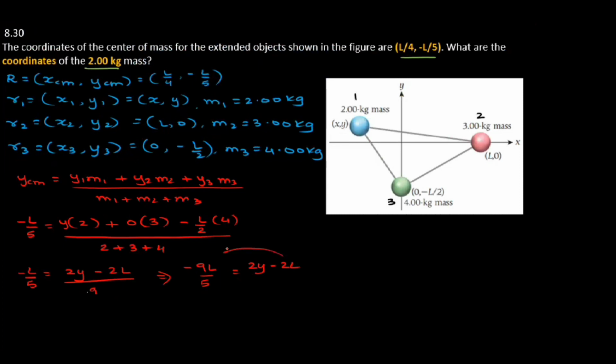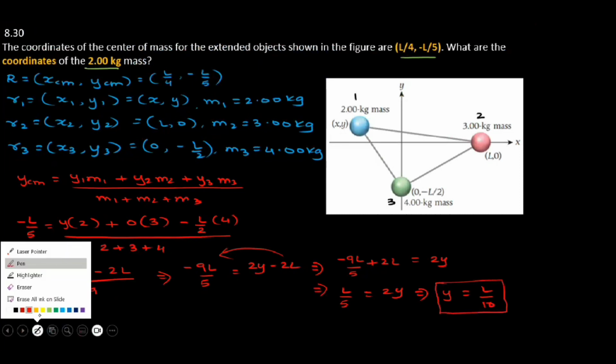Move 2L to the other side. Since it is negative here, when I move it to the other side, it becomes positive. So we get negative 9L by 5 plus 2L equals 2y. When you solve this, negative 9L by 5 plus 2L gives you L over 5 equals 2y. Divide by 2 and you will get y equal to L by 10. So this is the y coordinate.